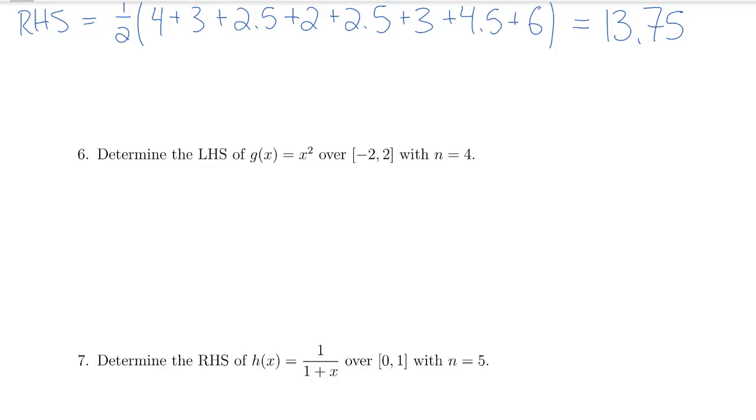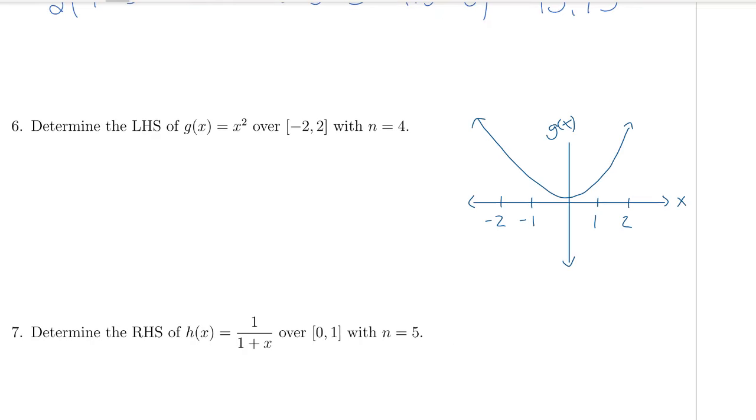So the next problem asks the same question, but instead of giving us a plot, it gives us an algebraic function. And that's okay. We can actually still use the same technique we used above, but we can get a more exact answer because we don't have to estimate heights. We can find the exact heights using the function that's given.